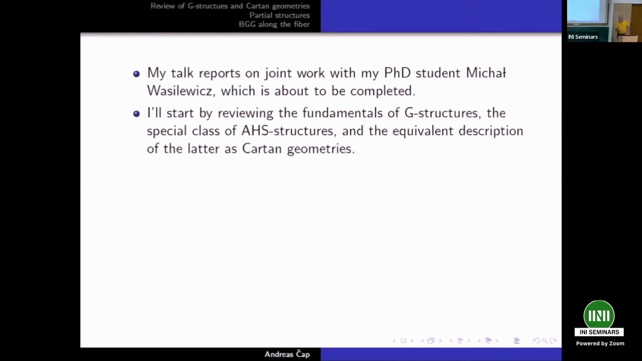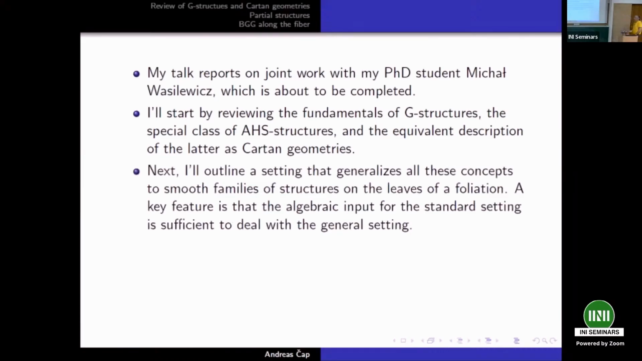And so, Katharina also invited us to have some introductory aspects, and I will actually have quite a bit of introductory aspects. So I'll review the fundamentals of G-structures, the special case of AHS structures, and the equivalent description of AHS structures as Cartan geometries. And the thing I want to emphasize there is that both in the case of G-structures and in the case of Cartan geometries, there is quite a bit of algebra going into the geometric considerations. And viewing things in the right way, the generalizations that I will talk about are pretty straightforward in some sense. And so getting the right view on the classical concepts is an important part of the story.